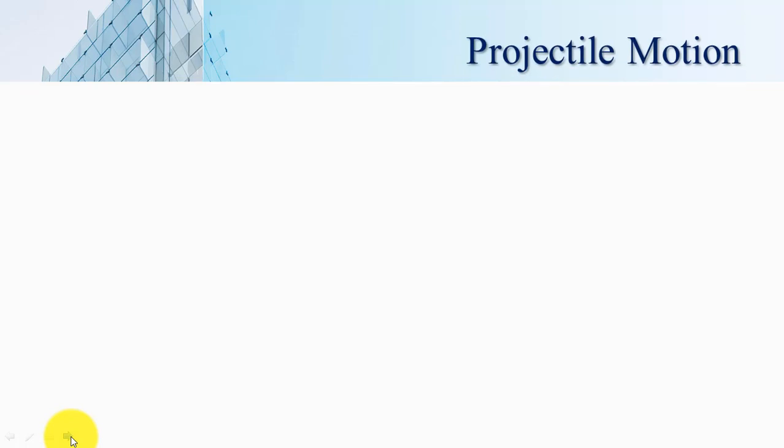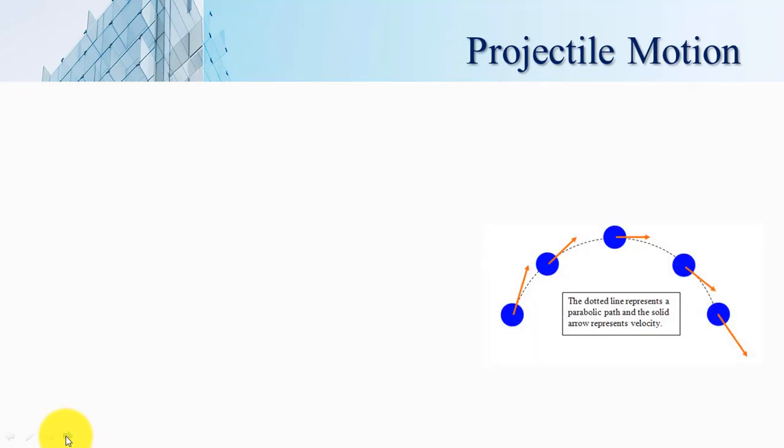So projectile motion means what? The motion covered by any projectile, or when we are projecting a particle, some path is covered by that particle, which is called the projectile motion, and that path is the parabolic path. Like here you can see this ball is projected from one point, and because of gravity it has reached the ground after some time.